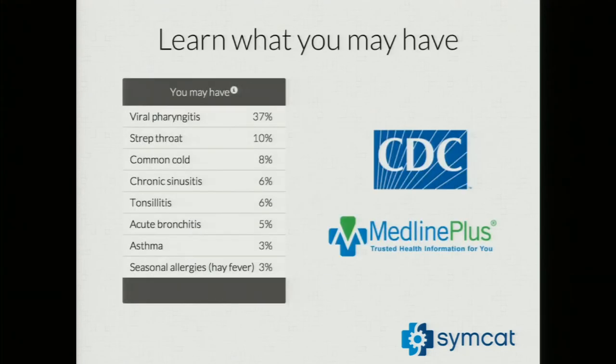So first, with respect to learning what you may have, we analyze CDC data. So this is from their biosurveillance program, visit-level data with symptoms and diagnoses. We feed that granular data into our machine learning algorithm so that for any arbitrary set of symptoms and demographics, we could generate these lists for you with probabilities. We then match those concepts to the relevant articles in the National Library of Medicine's Medline Plus Health Encyclopedia.